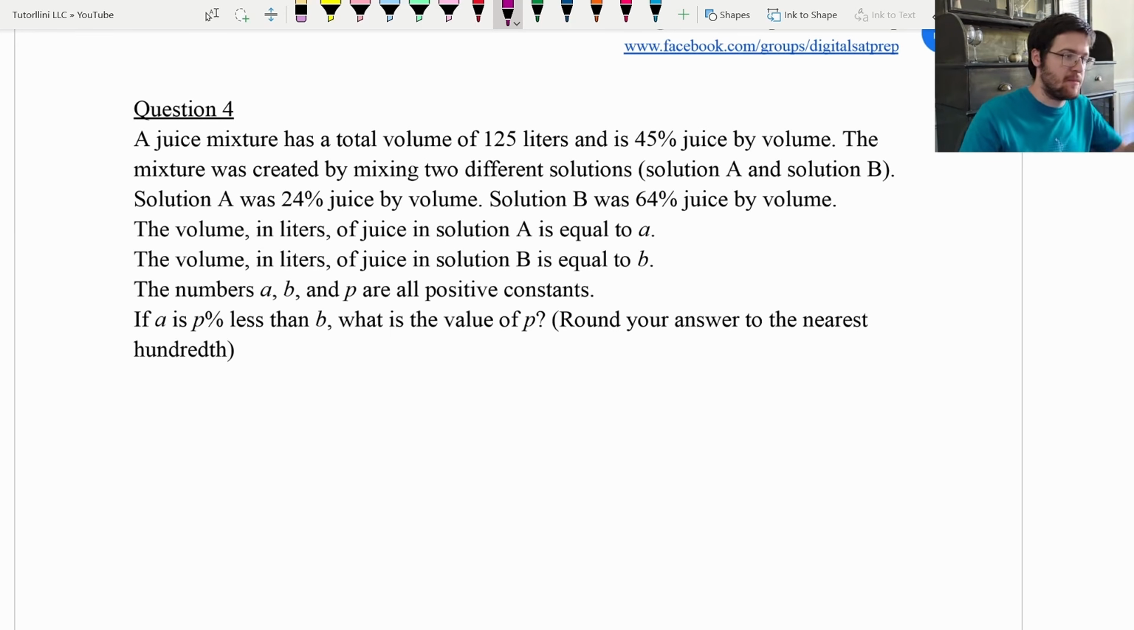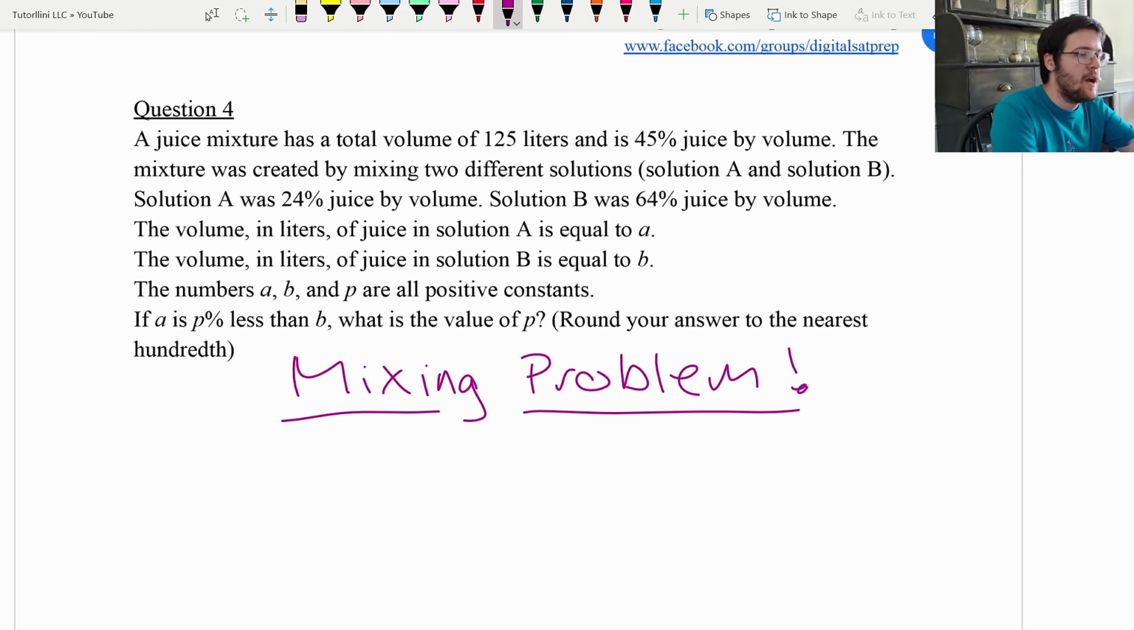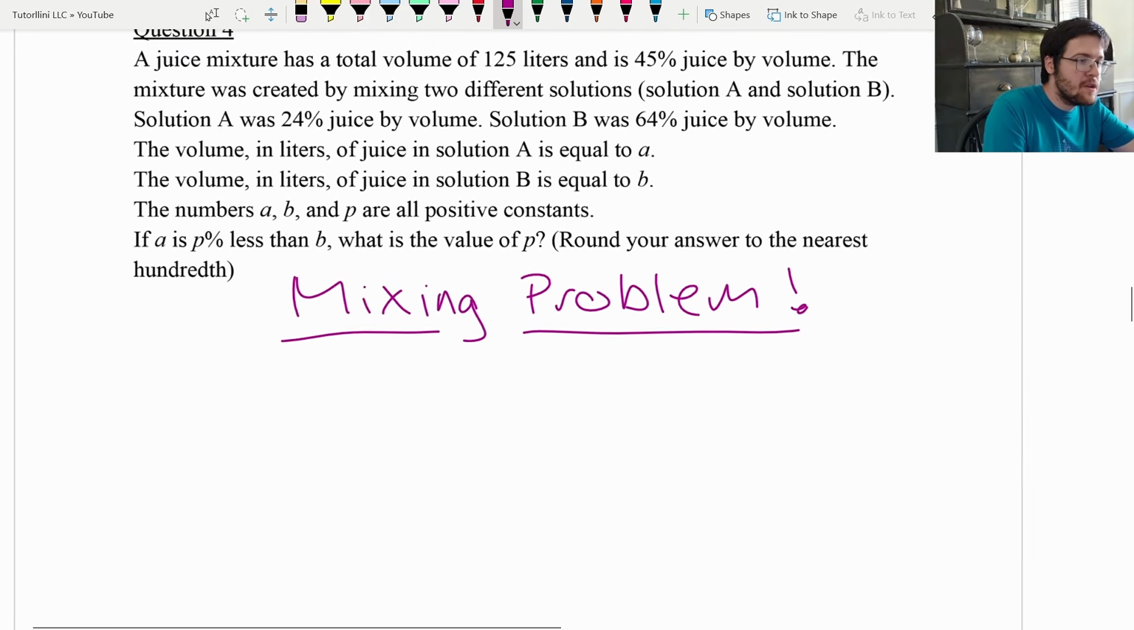This is called a mixing problem. I don't have a video on this yet. I think this would be great for a short because I don't think it takes too long to explain. So here's what I do for these. I just write 2 equations and then I use Desmos.